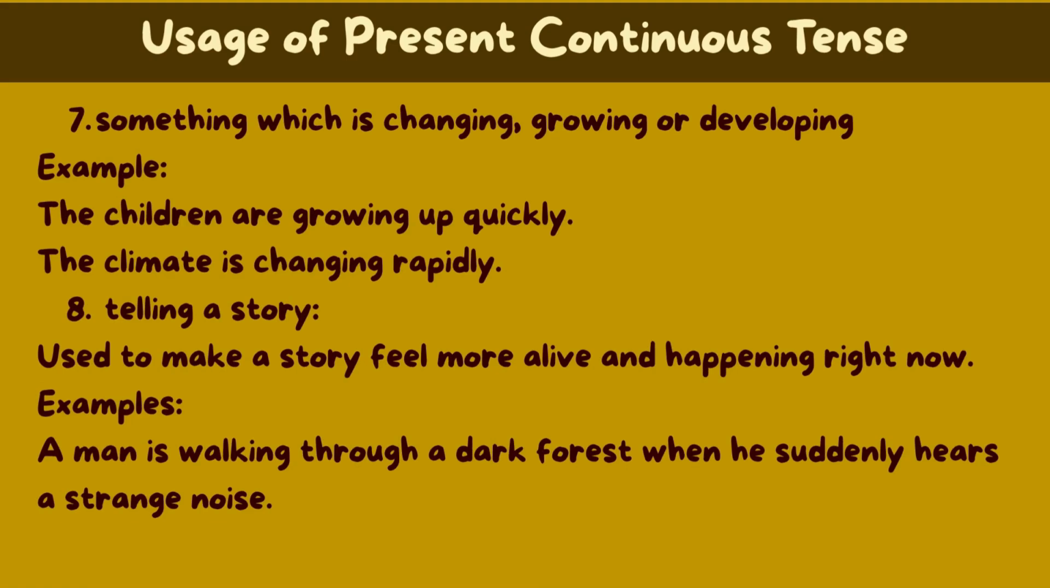The present continuous tense can describe something that is changing, growing, or developing over time. For example, the children are growing up quickly, or the climate is changing rapidly. These sentences show ongoing changes that happen gradually.